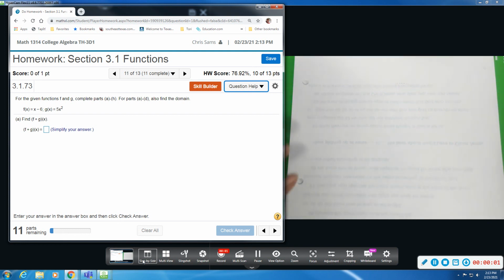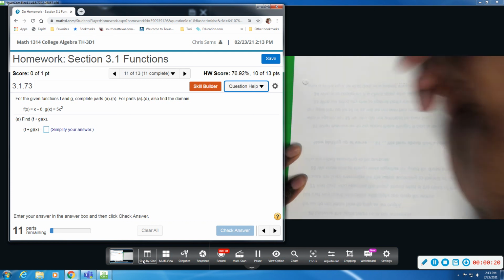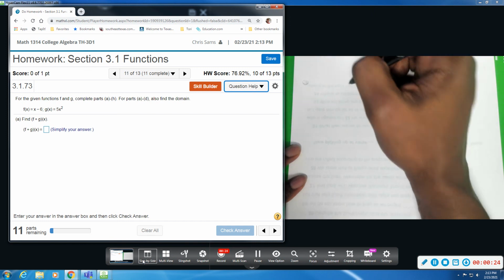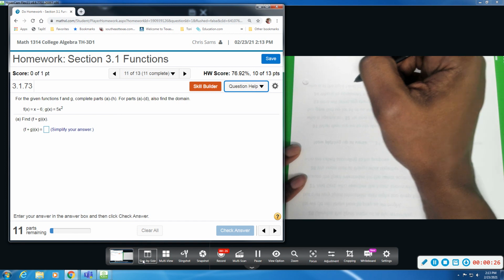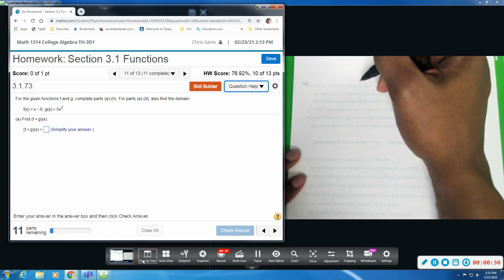Number 11, we have two functions, and it looks like 12 parts altogether because there are 11 remaining. So we're going to be completing parts A through H, and for parts A through D, we're also going to find the domain. So remember, for domain, we're looking for fraction, square root, and logarithm. If we see those, we have restrictions. Otherwise, domain is all real.